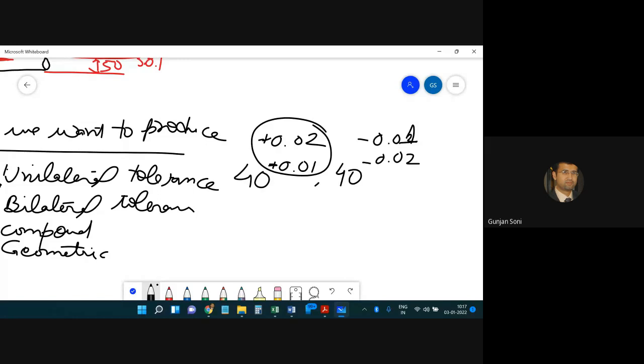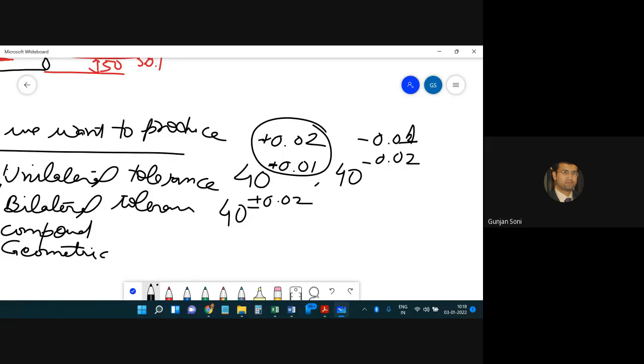So now you know how we can define the bilateral tolerance? Yes, anyone? What would happen in the bilateral tolerance? We would have both negative and positive tolerances. Yeah, so they would be somewhat like this, 0.02 plus minus. They can be above and below.